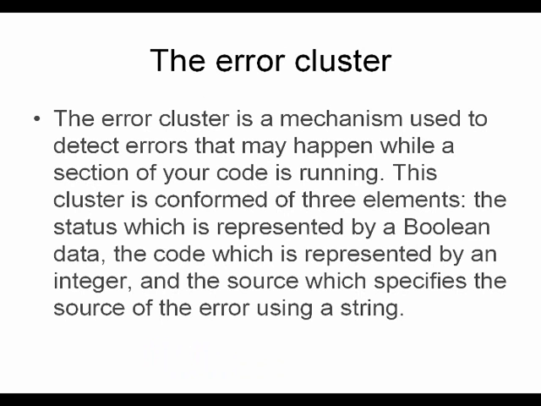The error cluster. The error cluster is a mechanism used to detect errors that may happen while a section of your code is running. This cluster is composed of three elements: the status, which is represented by Boolean data, the code, which is represented by an integer, and the source, which specifies the source of the error using a string.